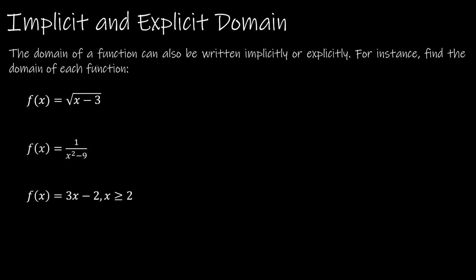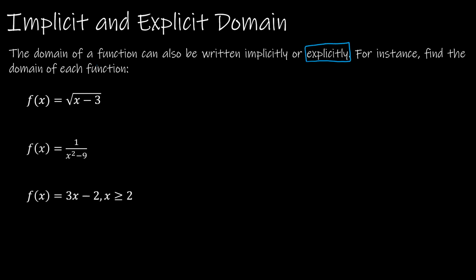Now that we've talked about implicit and explicit functions, let's talk about implicit and explicit domain. So we've talked a little bit about domain. Domain is the set of all x values that can belong to a function. And quite often, the domain is just going to be all real numbers, any number that you feel like plugging in. However, sometimes we are given an explicitly defined domain.